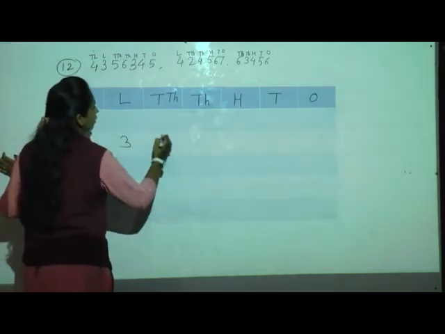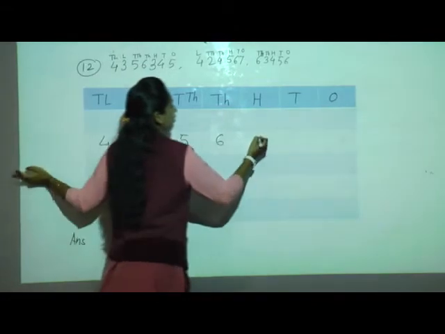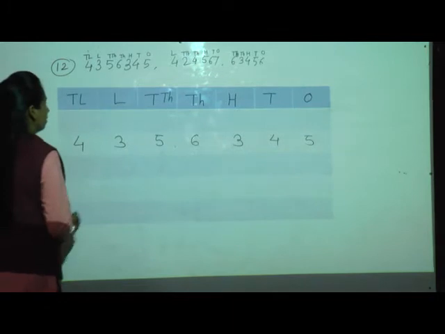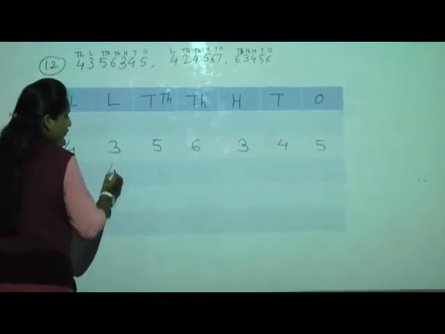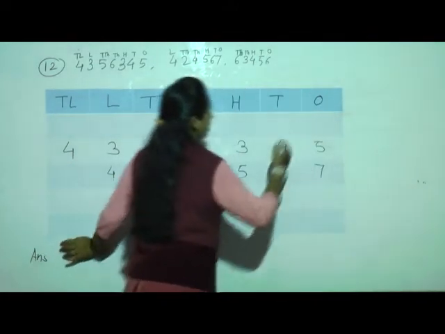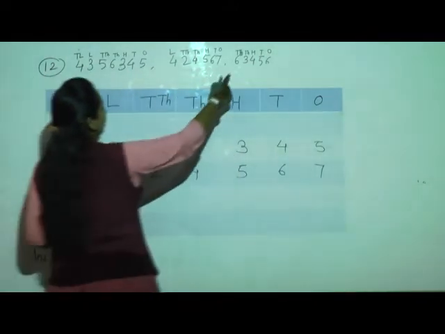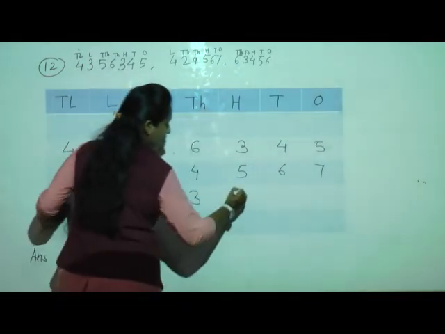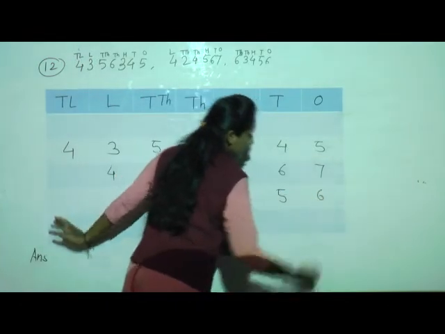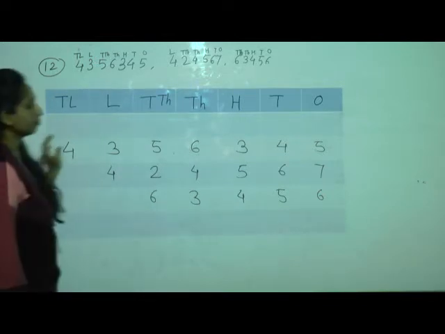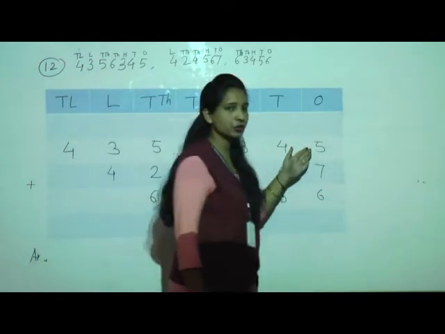43 lakhs 56,345, and the second number starts from lakhs. So I'll start from lakhs. 4,24,567, and the last number starts from the 10,000s place. So I'll start from 10,000s. 63,456. Okay. Now we'll do the addition of these numbers. So give the addition symbol. Now see the addition.